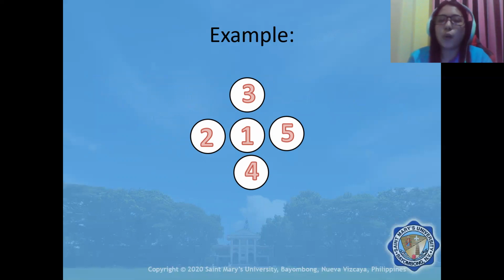If we add 2 plus 1 plus 5, the result is 8. 3 plus 1 plus 4, the result is also 8. If we change our solution, we can also place number 5 at the center, and then 1, 2, 3, 4. If we add, 1 plus 5 is 6, 6 plus 4 is 10, 2 plus 5 is 7, 7 plus 3 is also 10. So it again gives a correct answer.